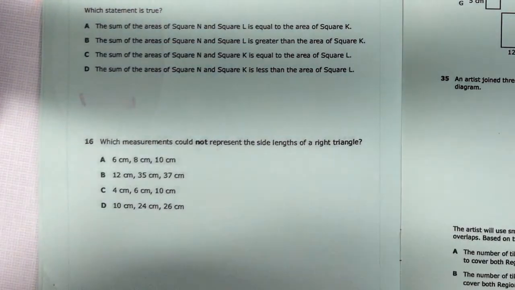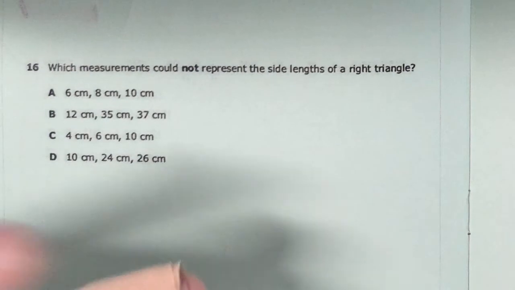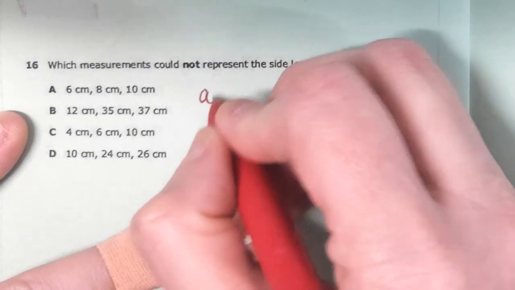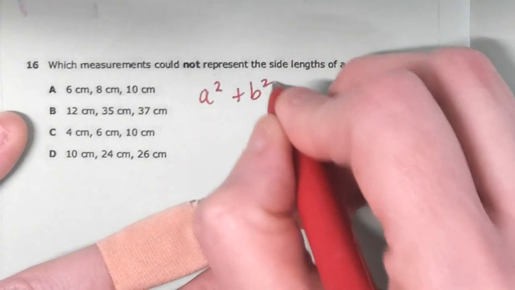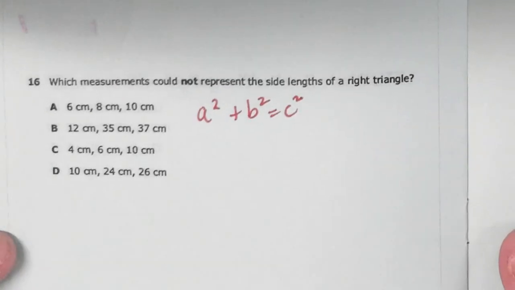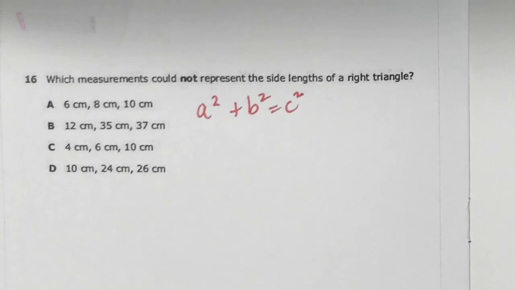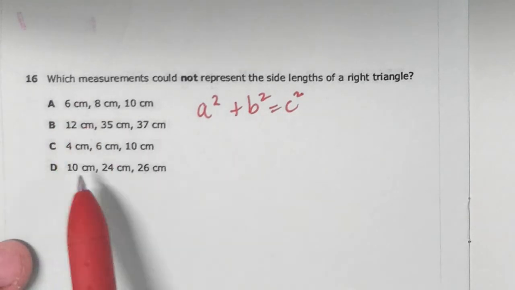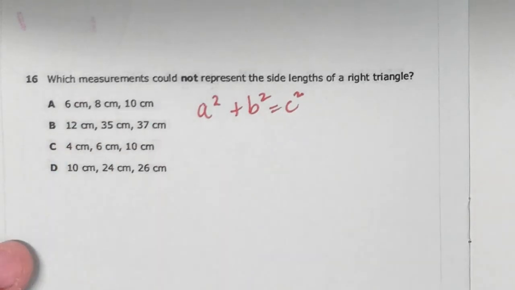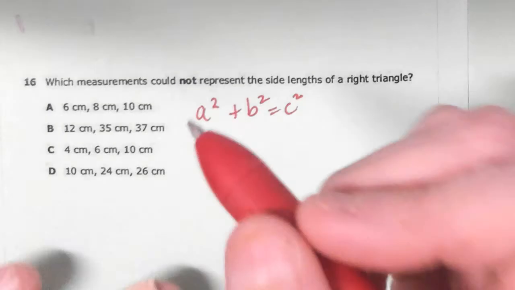The Pythagorean relationship starts with understanding the Pythagorean theorem. The Pythagorean theorem says that a squared plus b squared equals c squared. So it says if I have 3 sides in a right triangle, if I square the 2 short ones and add them together, it should be the same as if I square the long one. Here's the strategy we're going to use for this. It's actually pretty easy.